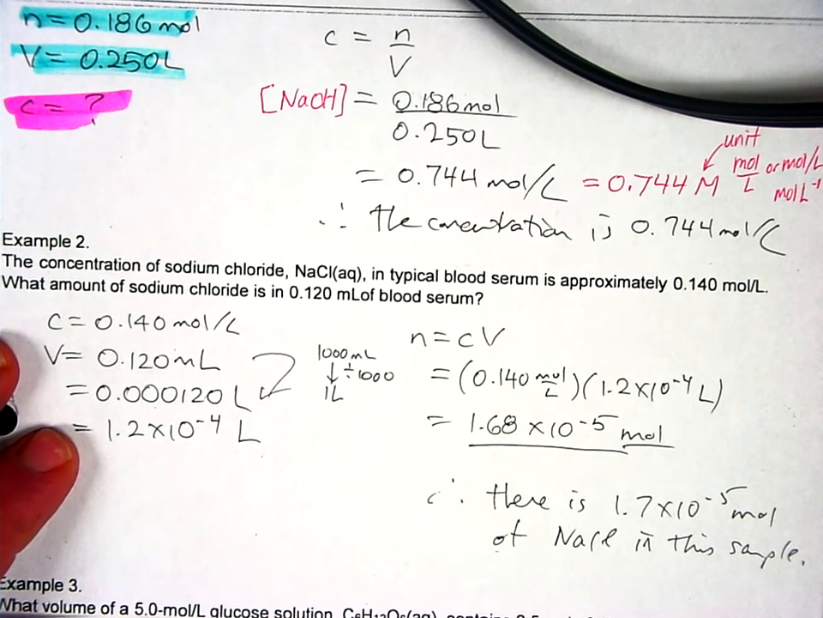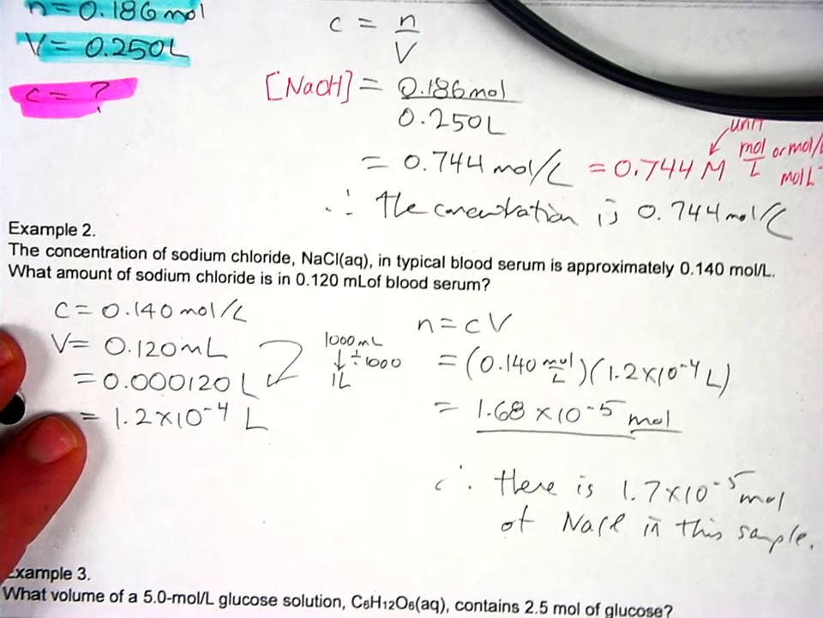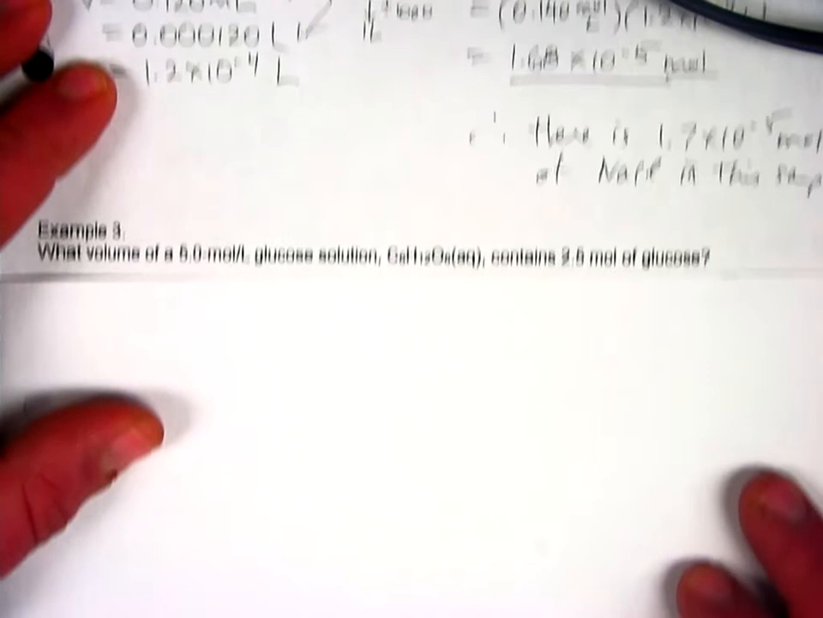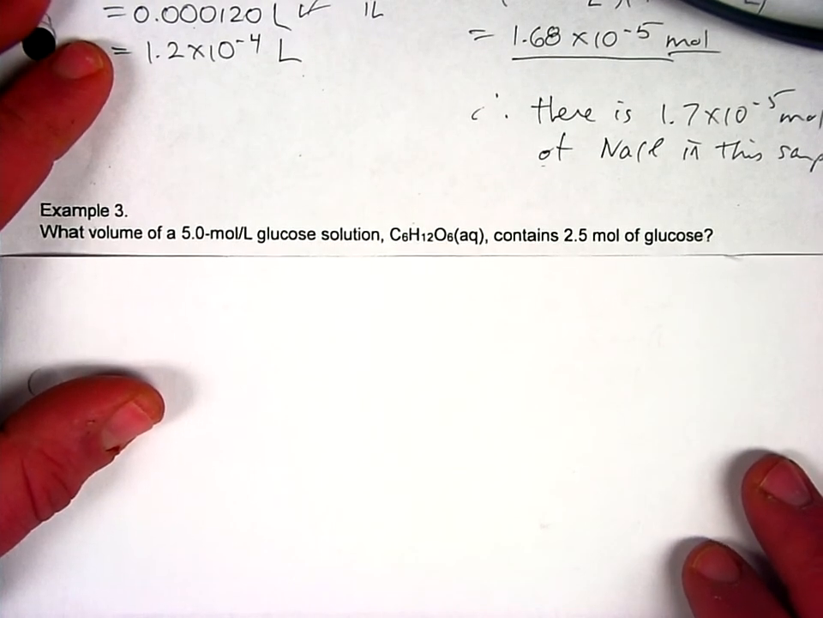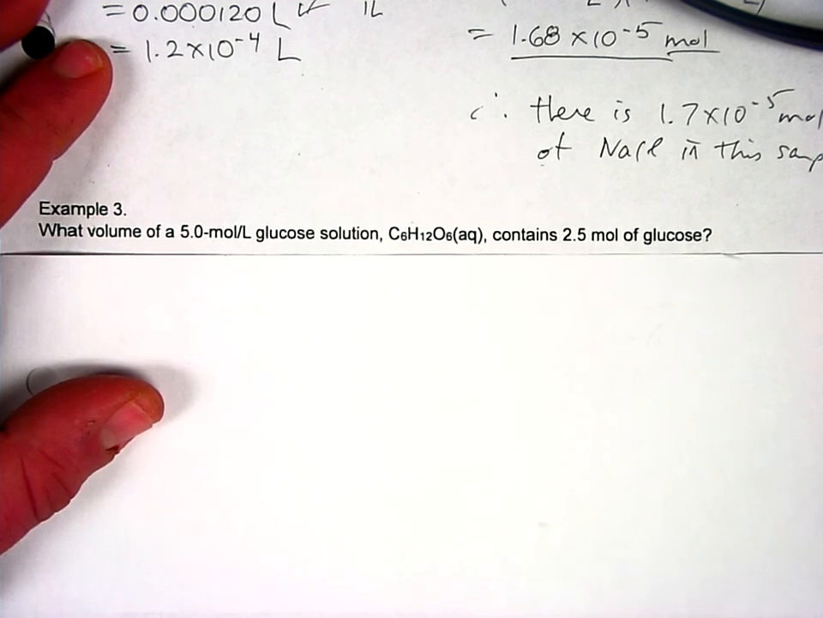Last one. Here we're asking another question. What volume of 5 moles per liter glucose solution contains 2.5 moles of glucose? So go ahead and try that. Again, a different version of the formula is needed. So pause, and try the question.